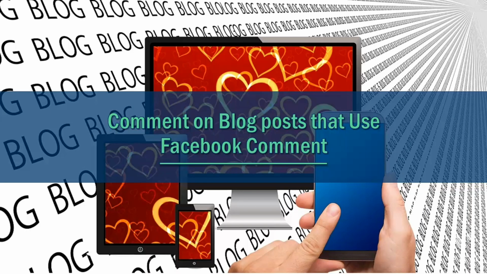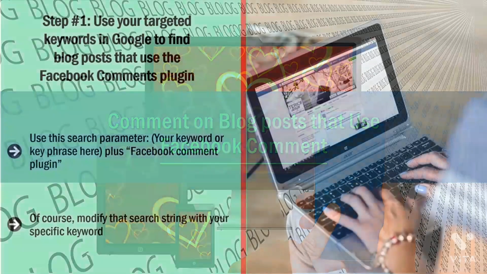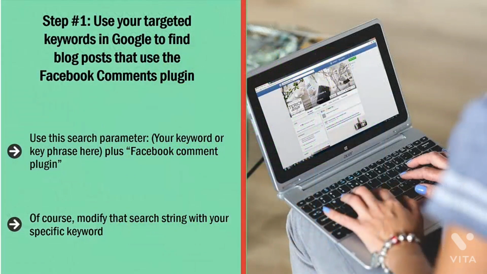Comment on blog posts that use Facebook comments. Here are the step-by-step directions you need to follow for this marketing technique. Step number 1. Use your targeted keywords in Google to find blog posts that use the Facebook Comments plugin. Use this search parameter: your keyword or key phrase here, plus Facebook Comment plugin. Of course, modify that search string with your specific keyword.